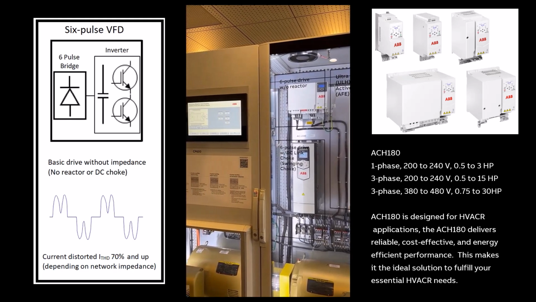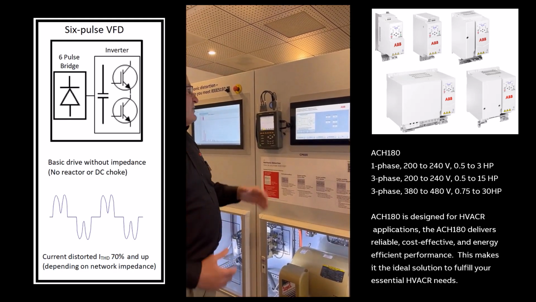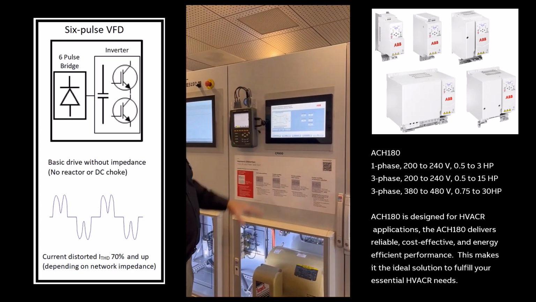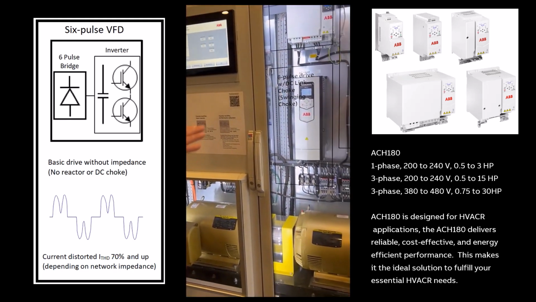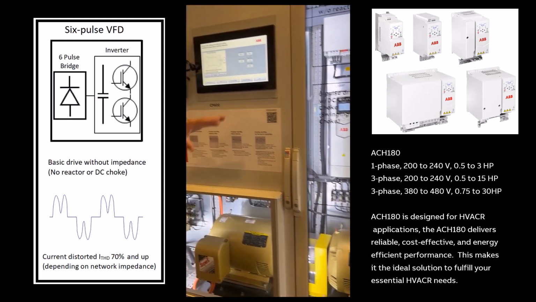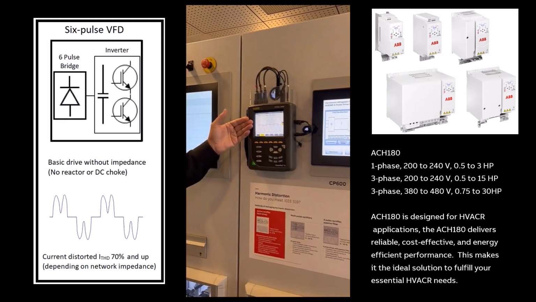It doesn't matter if it's an ACS or ACH. Those drives are basically the same hardware, they're the same harmonics. In this case, we're running 2 motors, 20 horsepower apiece. One is across the line, the other one is being used for a load motor. And right here, we're looking at the input current coming into the drive.